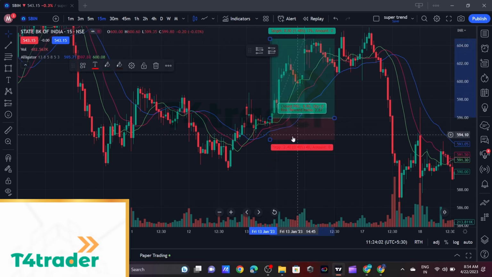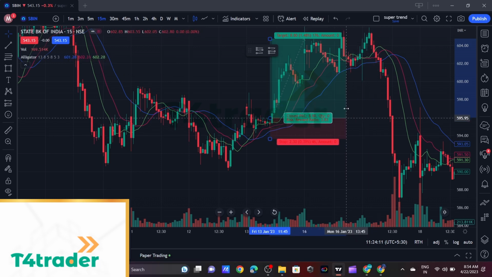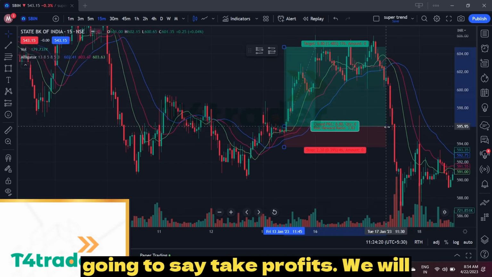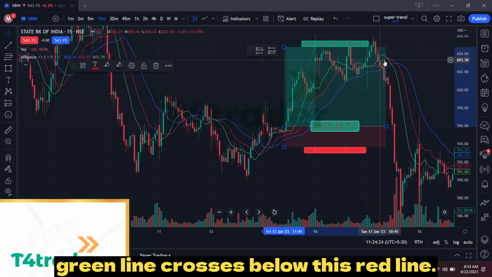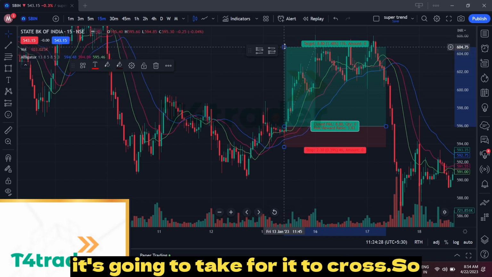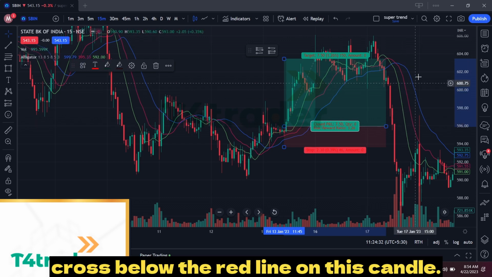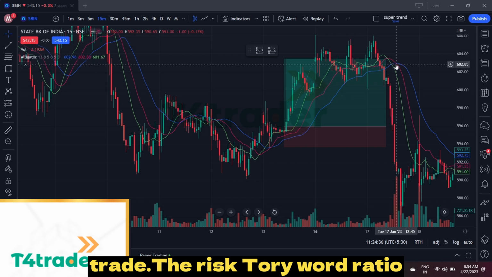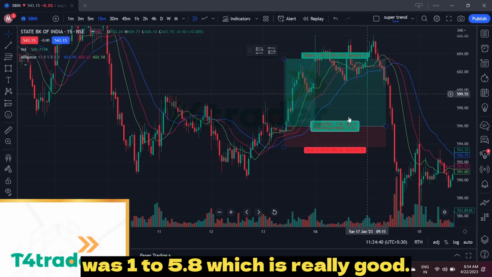So right here, the stop loss is going to be set just a few pips below the most recent swing low. With this strategy, we're not going to set take profits, we will basically exit the trade when this green line crosses below this red line. So let's play this out to see how long it's going to take for it to cross. Right here, we can see the green line cross below the red line on this candle. This is where we're going to exit the trade. The risk-to-reward ratio was 1 to 5.8, which is really good.